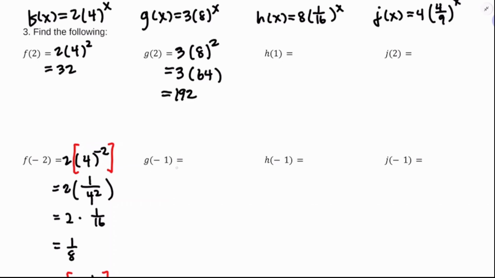Okay, g of -1, that's going to be 3 times 8 to the negative first power. The negative first power is going to be 1 over that thing. So this is going to be equal to 3 times 1/8. That's just going to be 3/8.